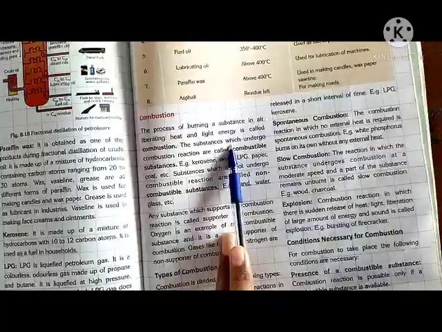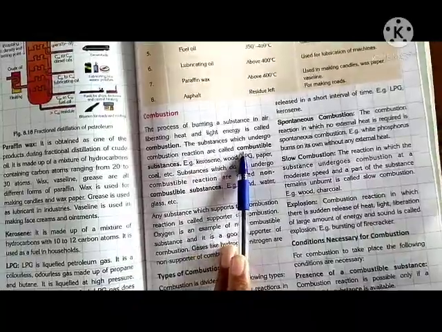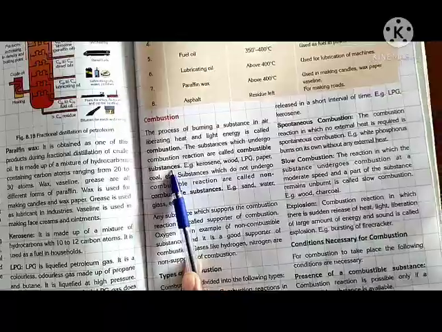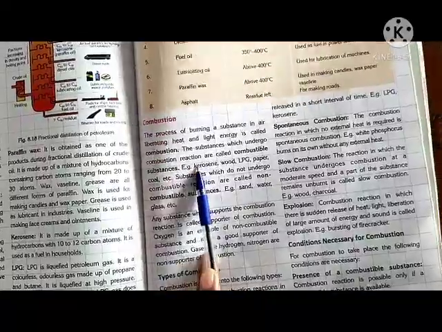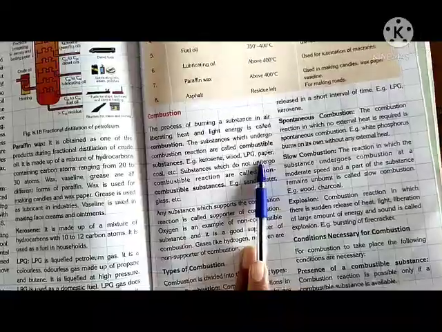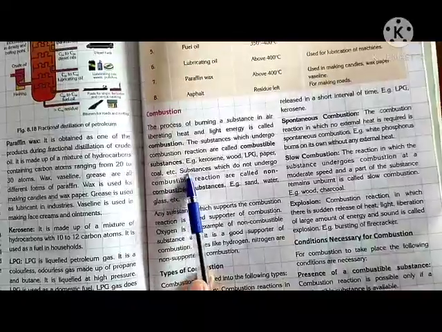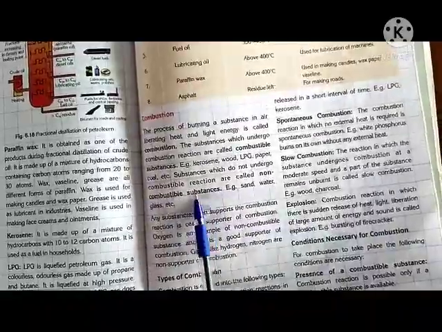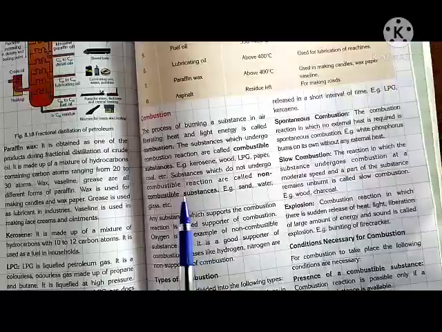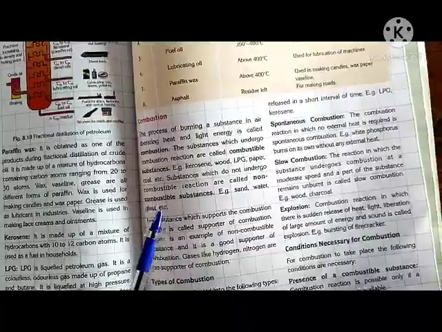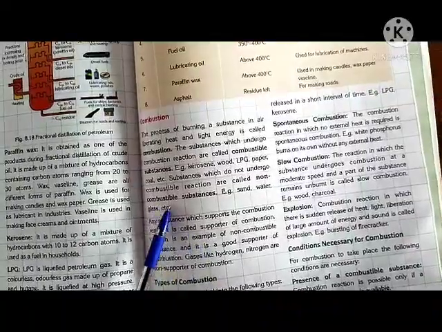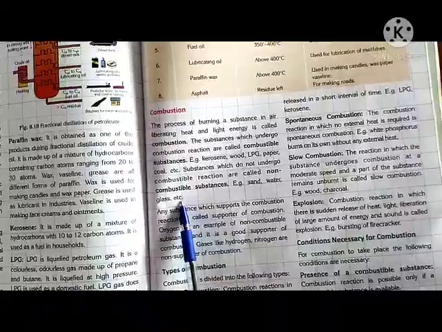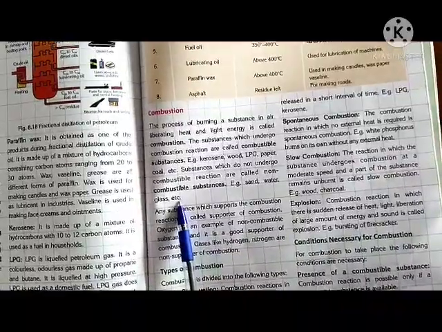The substance which undergoes combustion reaction is called a combustible substance. Examples: kerosene, wood, LPG, paper, coal, etc. Substances which do not undergo combustion reaction are known as non-combustible substances. Examples: sand, water, glass, etc. Because you cannot combust sand, water and glass.